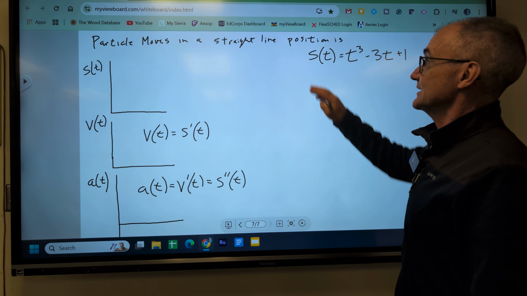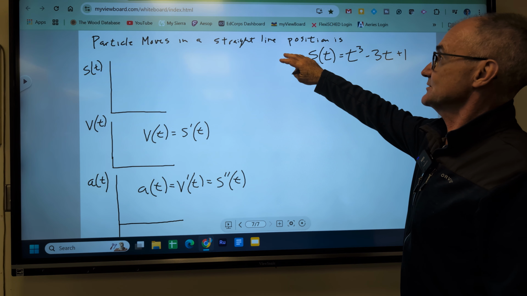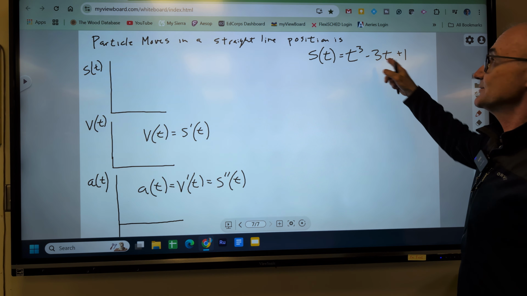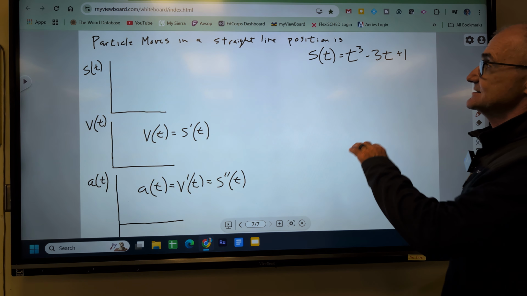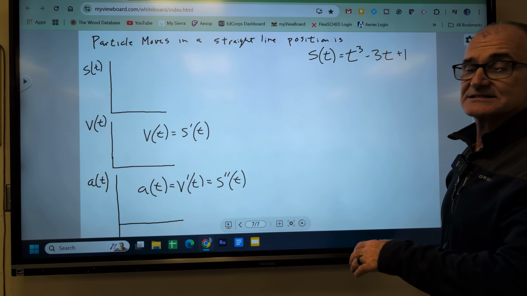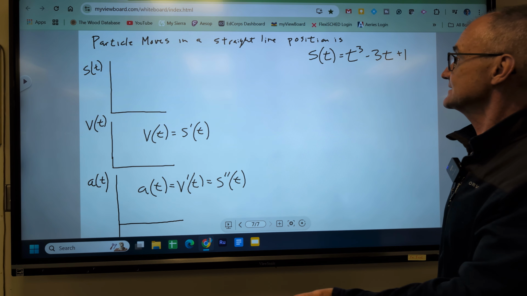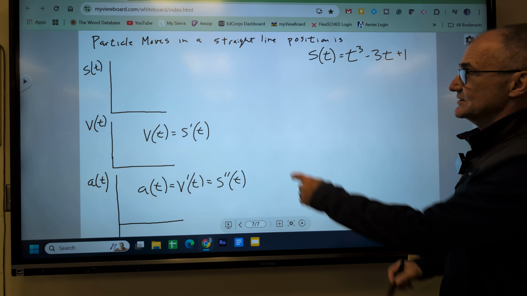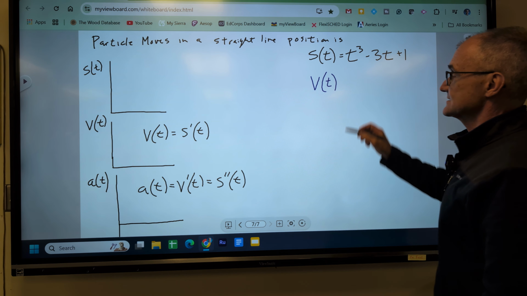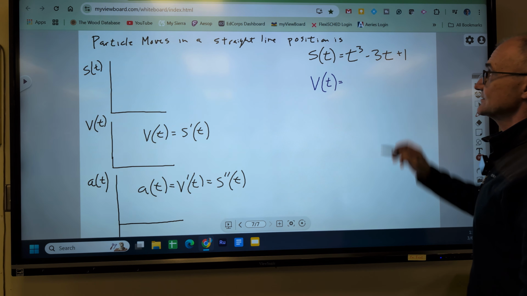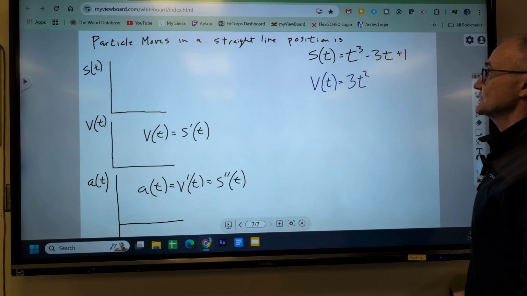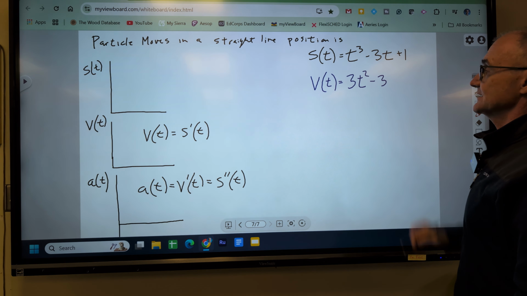Okay, let's say we are given a particle moving in a straight line and its position is S(t) = t^3 - 3t + 1. That is its displacement. If we were asked to find its velocity and its acceleration at time t, the velocity v(t) would be equal to the derivative of this. I'm going to use my rules of derivatives. That 3 comes down in front, subtract 1 from the exponent, to get 3t^2 - 3.